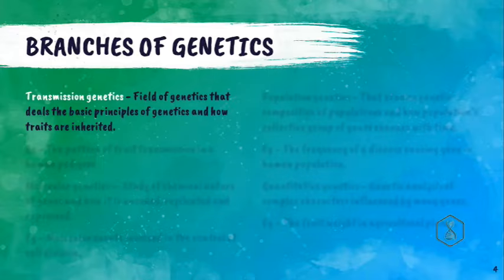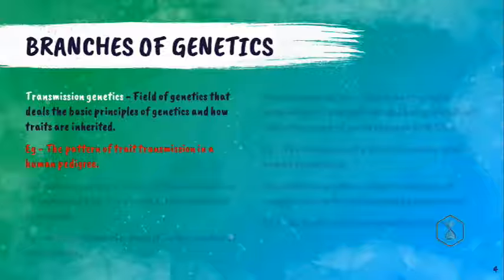Next, we discuss about different branches of genetics. First, we look into transmission genetics. This branch of genetics deals with the basic principles of genetics and how traits are being transmitted or inherited. Example for this branch is the pattern of trait transmission in a human pedigree.